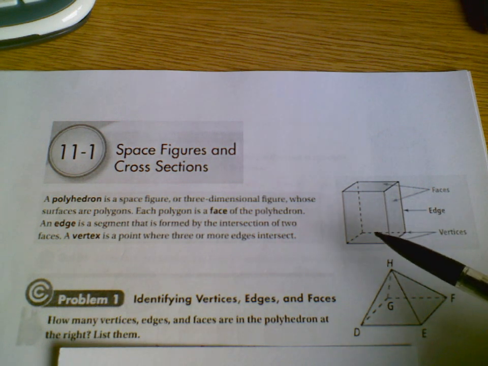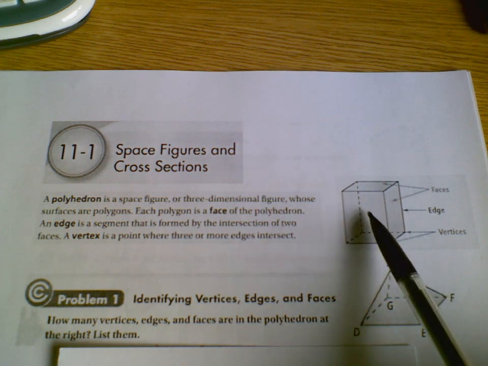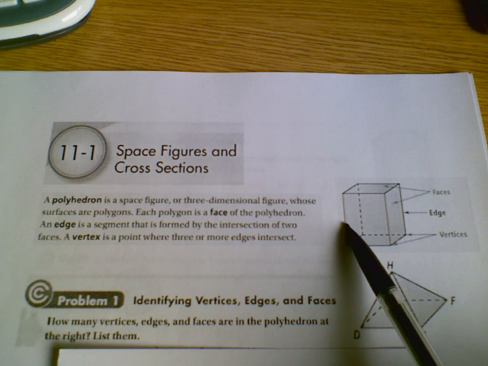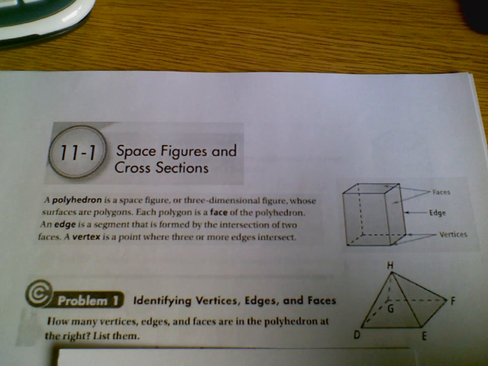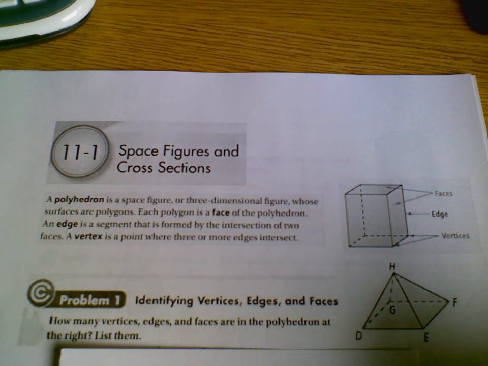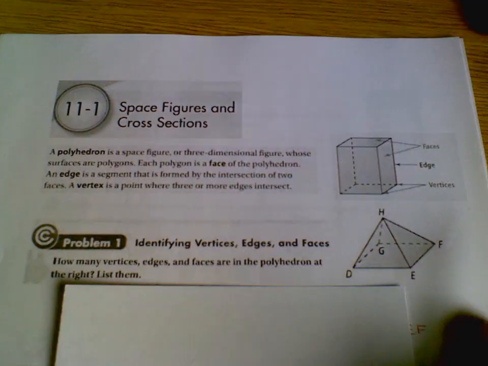Each polygon is a face of the polyhedron. Here I'm showing you that these are all of your faces. Your edges are where your faces connect and form that edge, and then a vertex is the corner, a point where three or more edges are intersecting. So the first part is just understanding that vocab and making sure that you can list them out.